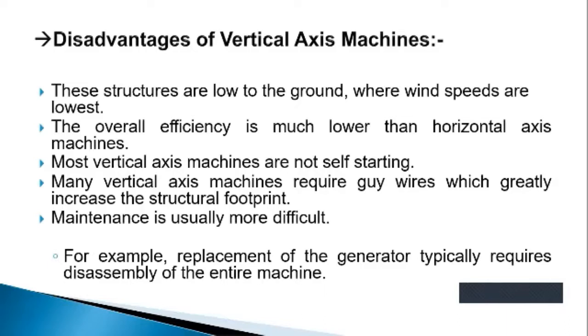The next disadvantage is that most vertical axis machines are not self-starting. It is one main drawback of vertical axis turbines. It is not self-starting. It requires a starting mechanism. Many vertical axis machines require guy wires, which greatly increase the structural footprint.